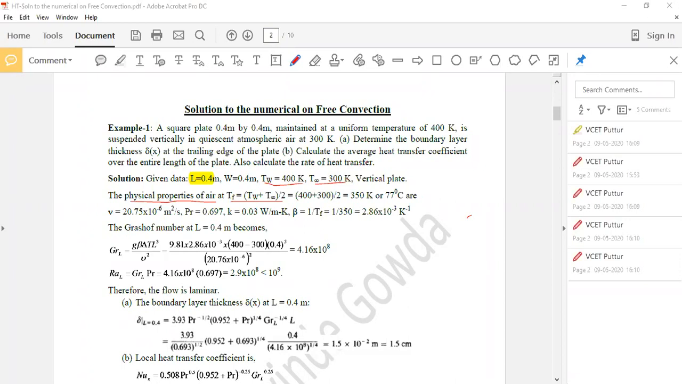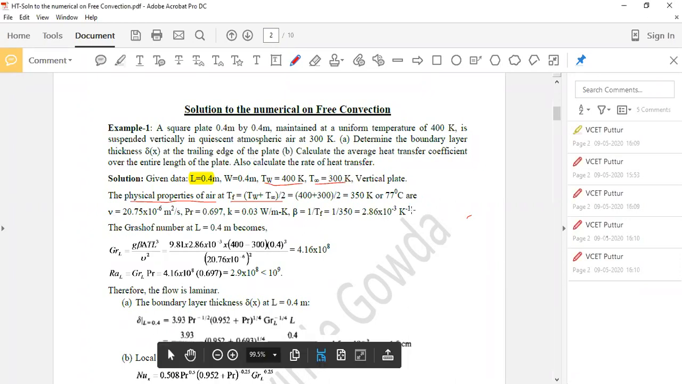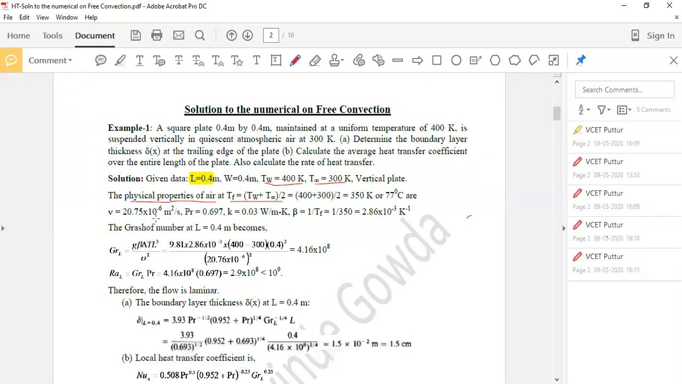So from this air table, we have read properties of air such as kinematic viscosity 20.75 into 10 to the power of minus 6. Prandtl number is read to be 0.697 and thermal conductivity 0.03 and beta. So beta is nothing but the coefficient of volume expansion. So that is equal to 1 by Tf. That is equal to 1 by Tf, where Tf means absolute temperature.